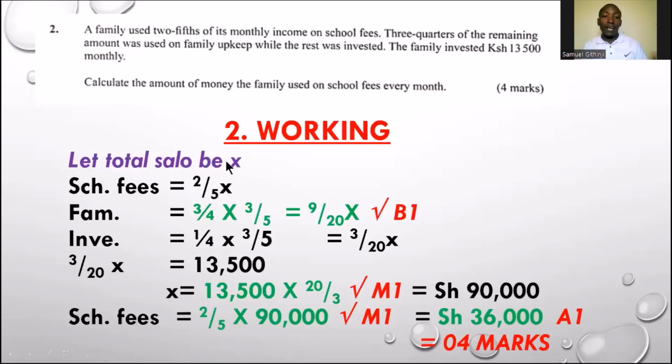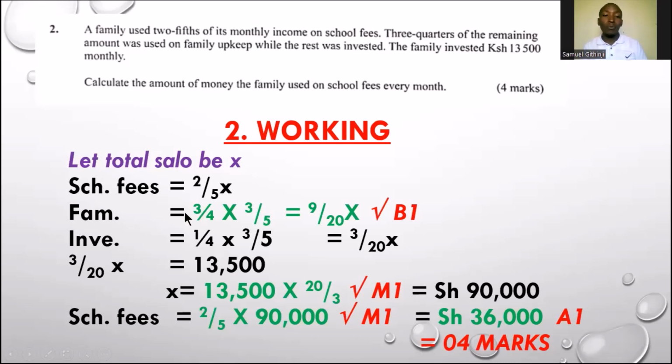Let the total income be x. Though it's not a must, you can decide not to represent it. But we know 2/5 of the salary was used on school fees. So 2/5 of x. Okay, good.